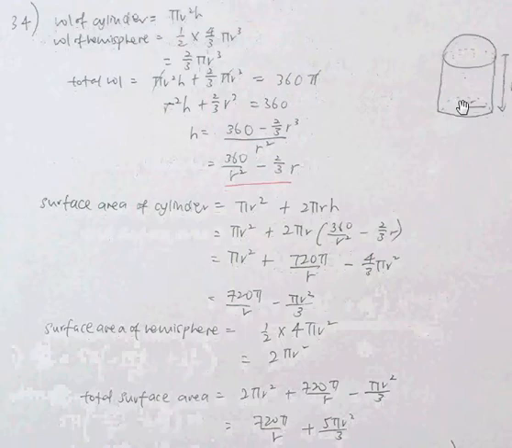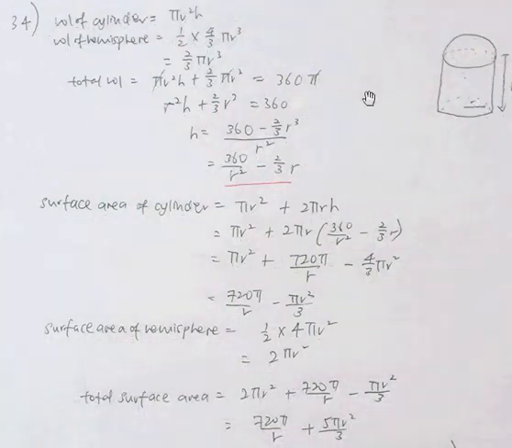We are given a total volume of 360 pi centimeter cube. The volume of a cylinder is pi r square h, which is the base area times height. The volume of a hemisphere is half times 4 over 3 pi r cube, which equals 2 over 3 pi r cube. So the total volume is pi r square h plus 2 over 3 pi r cube equals 360 pi. We divide pi on both sides, we get r square h plus 2 over 3 r cube equals 360. So we express h in terms of r: h equals (360 minus 2 over 3 r cube) over r square.